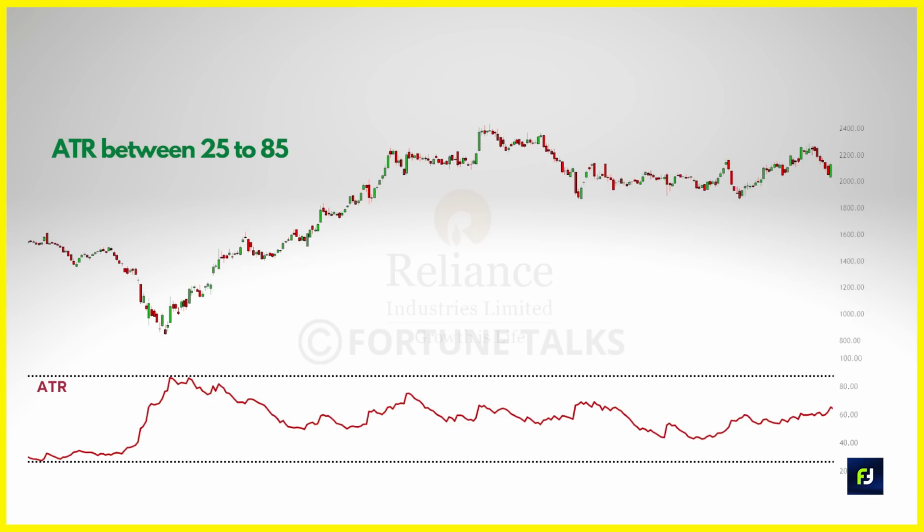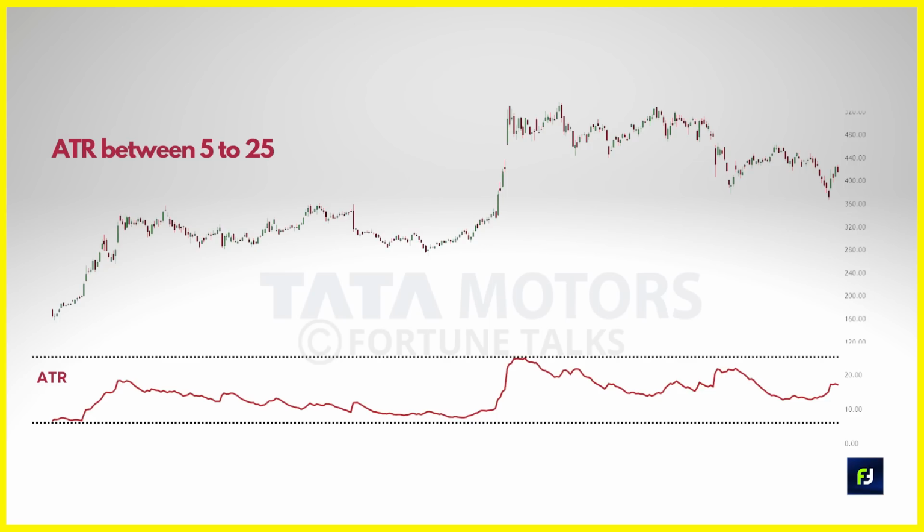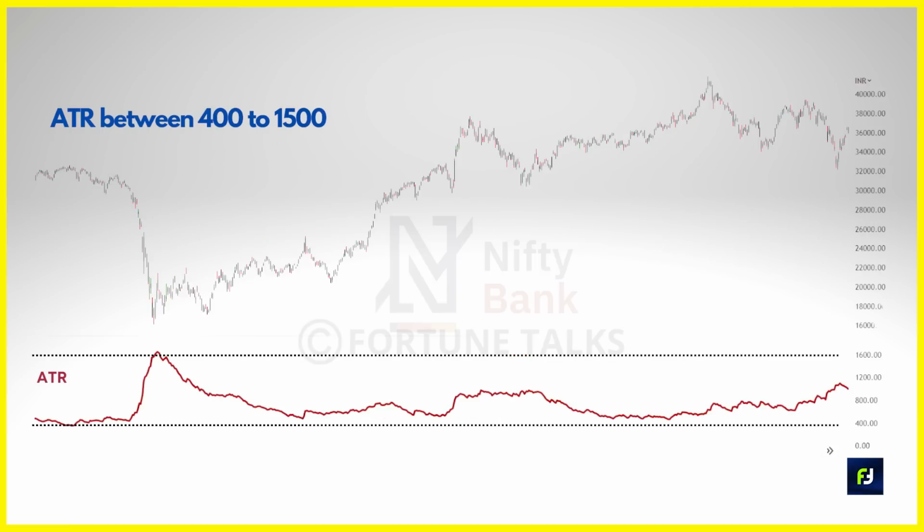For example, Reliance stock has an intraday ATR value ranging between 25 to 85, while Tata Motors stock has a much lower ATR value between 5 to 25, while an index like Bank Nifty has a much higher ATR value ranging anywhere between 400 to 1500. So because of this, ATR values of different assets cannot be compared.